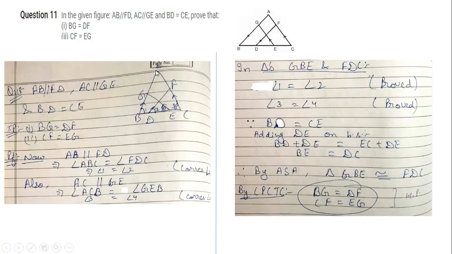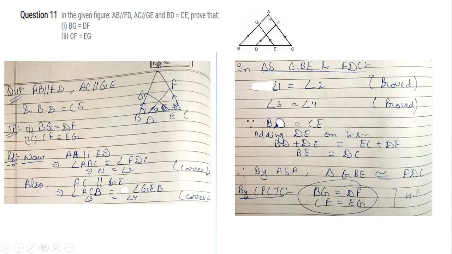See, if AB is parallel to FD, that means BD is the transversal. So corresponding angles are equal. That means this angle ABC is equal to angle FDC. Let us suppose this one is angle 1, this one is angle 2. That is angle 1 is equal to angle 2. Why? Because corresponding angles. I have used the short forms. You just write the full one, that corresponding angles are equal.